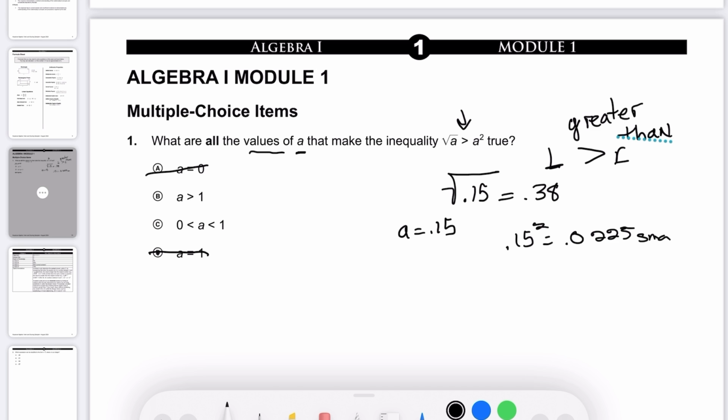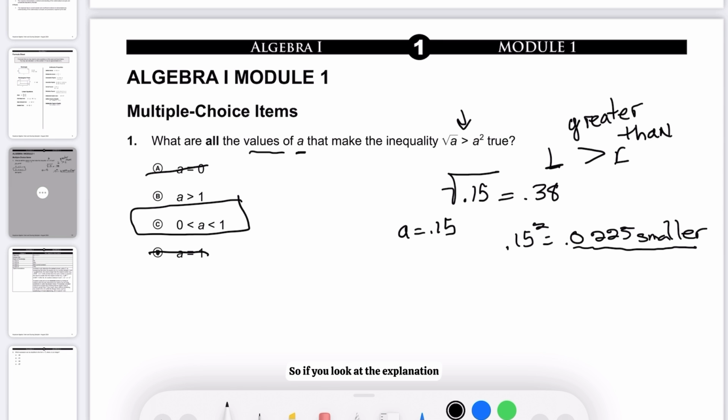Oops, squared. This is smaller. So this would be, right, I could do a decimal between 0 and 1, and I end up with a smaller number when I square it. So for this one, it is going to be between 0 and 1.